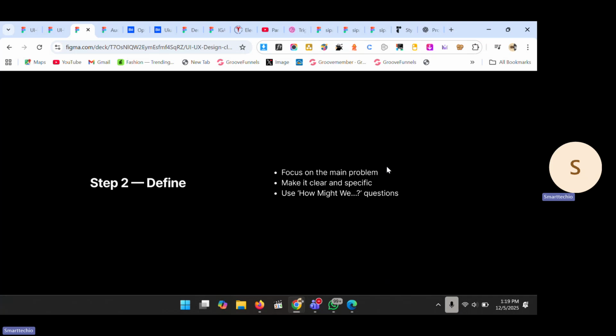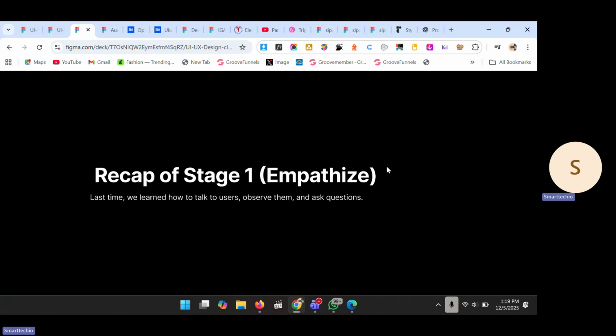So the second stage is the define stage. What does it work for? It focuses on the main problem. It makes it clear, so you can be specific about the exact problem that they're having. One of the ways to define your problem is using the how might we question. So let's proceed.